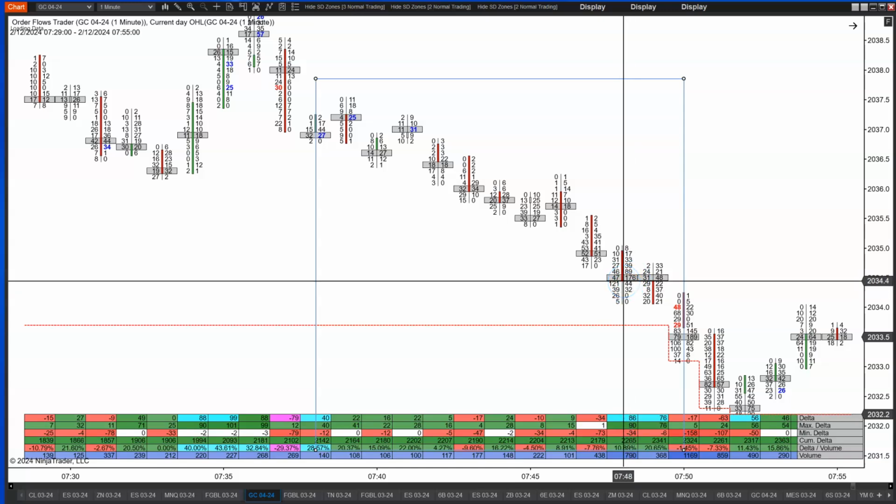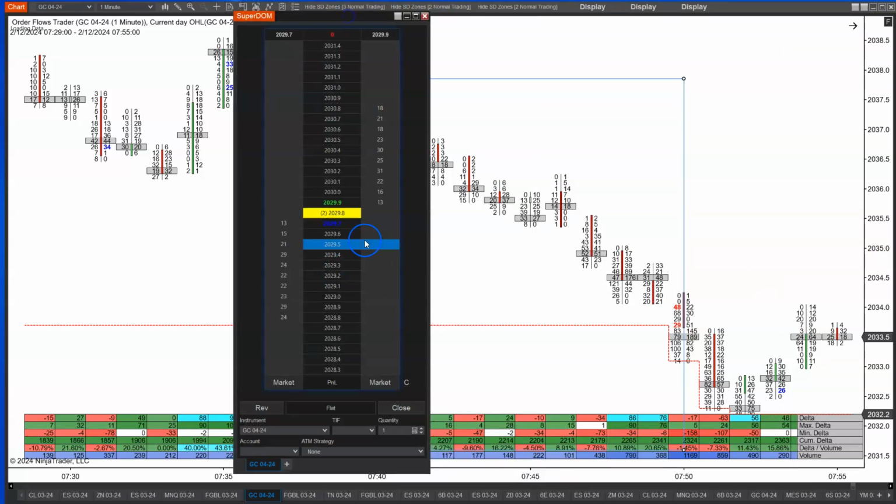Because remember, markets move up on aggressive buying. And generally, if your market is moving up on aggressive buying, it's going to take out higher and higher price levels.